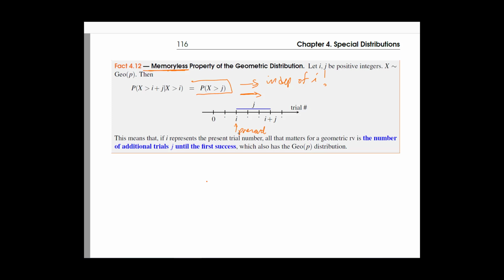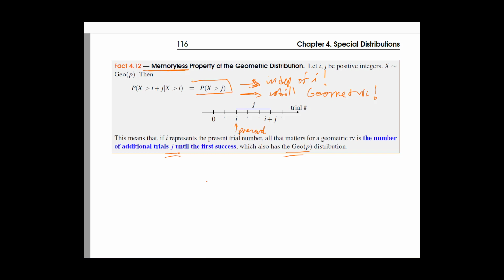And the other important property here is that it's still geometric, with parameter p, actually. Because it's the same random variable X, which is geometric, greater than j in this case. So all that matters for the geometric is the number of additional trials j, which also has the geometric distribution. So that's why we call it memoryless. Again, first, it doesn't depend on i, so the present doesn't matter. How many times you flipped that coin before doesn't matter. And it's still a geometric random variable with the same parameter. So it's like nothing happens really.